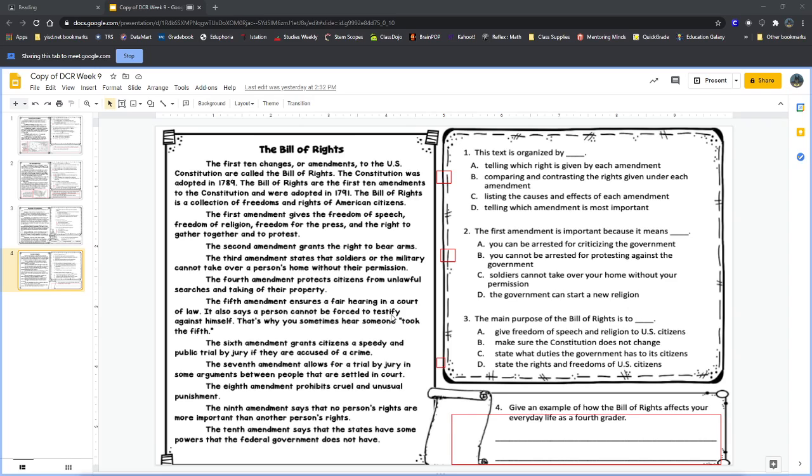All right. Question number 1, this text is organized by A, telling which right is given by each amendment, B, comparing and contrasting the rights given under each amendment, C, listing the causes and effects of each amendment, or D, telling which amendment is most important. Which answer choice do you think is best? How did they organize this? How did they put this in order? Or how did they choose what was first and second and third and fourth?